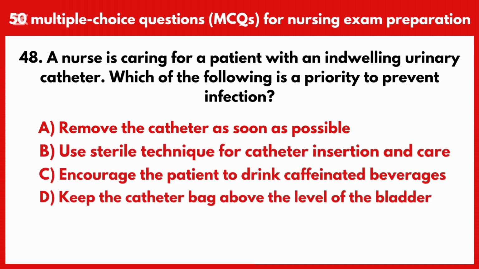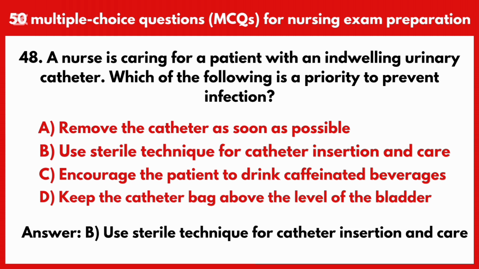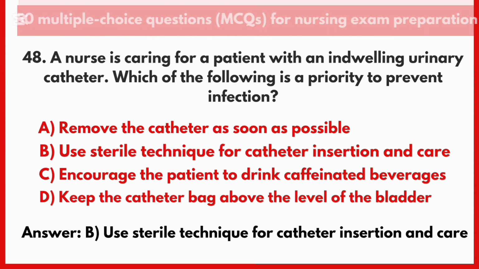A nurse is caring for a patient with an indwelling urinary catheter. Which of the following is a priority to prevent infection? Correct answer is option B.